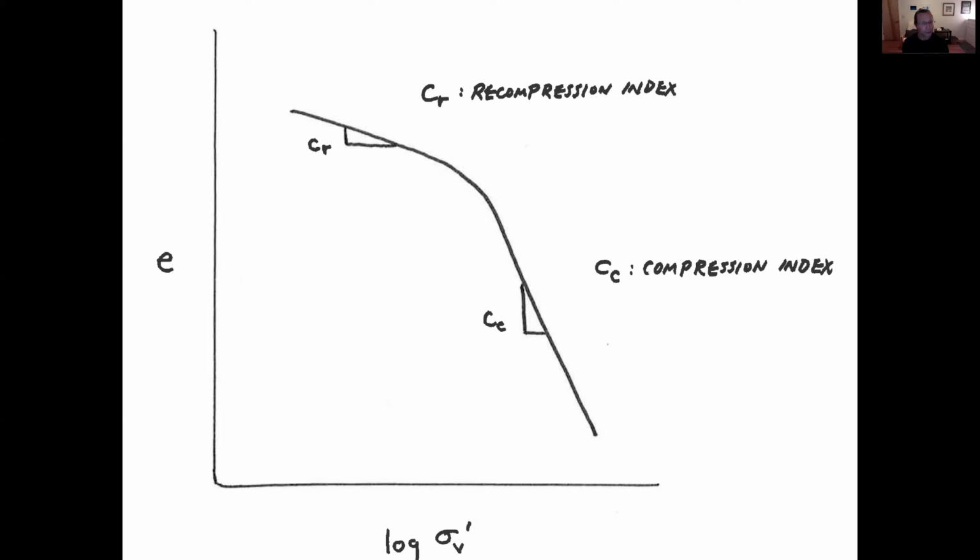If you just pick two random points, you can handle that mathematically, but you would involve a log component in calculating that slope. But the underlying meaning of it is the change in void ratio for one log cycle for each of these. And they are known as the recompression index and the compression index, C sub R and C sub C.